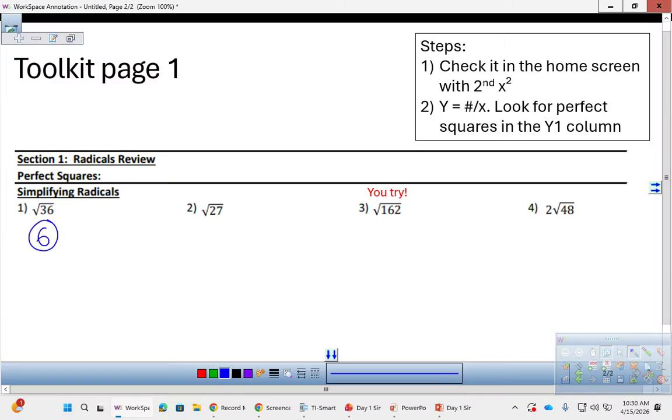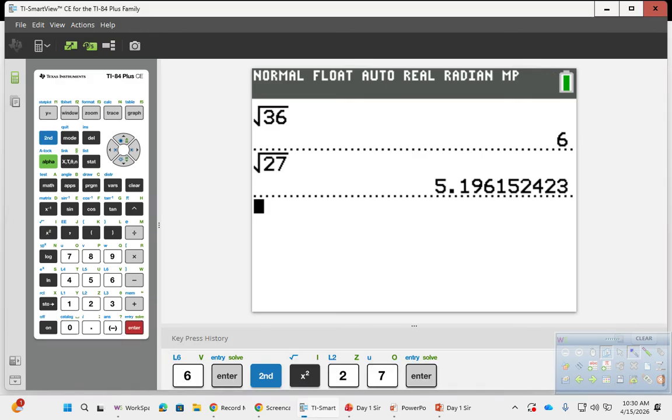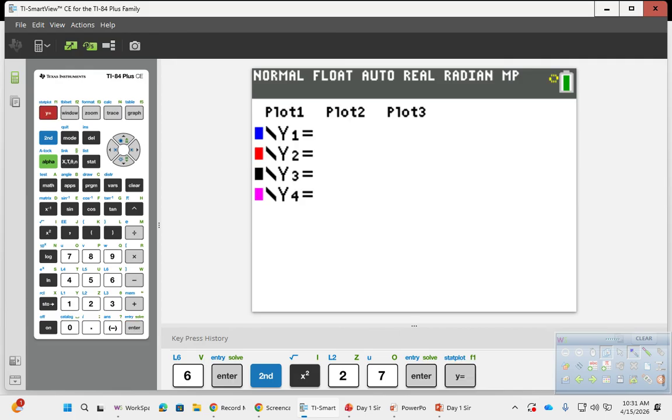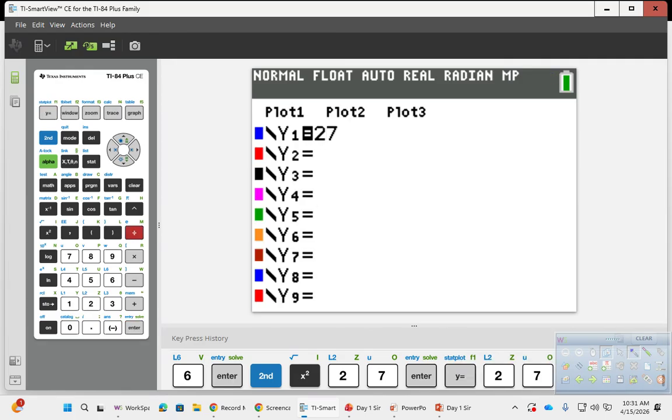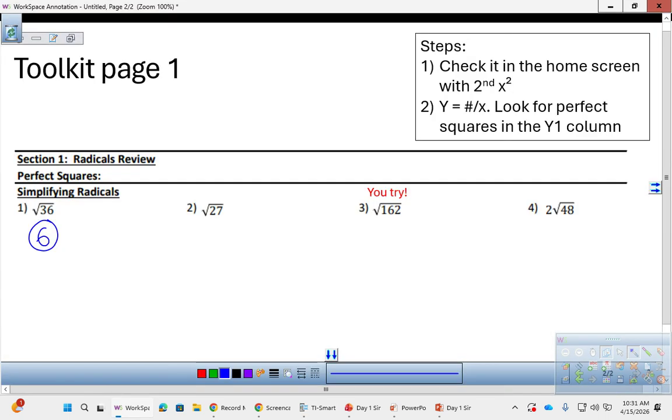Now when I go to do that for the square root of 27, I get a decimal. If you get a decimal for that square root, you want to be able to break that square root up. So we go to the y equals screen and we do 27 divided by x. And what I'm looking for in this table is a perfect square. So on your toolkits at the top it says perfect squares.